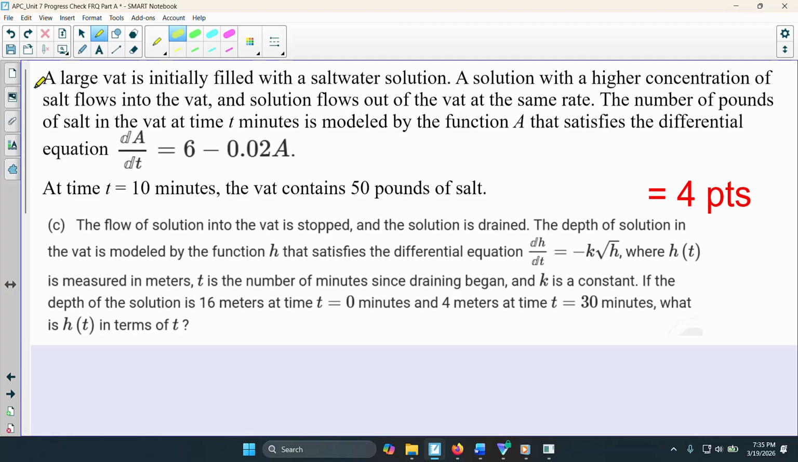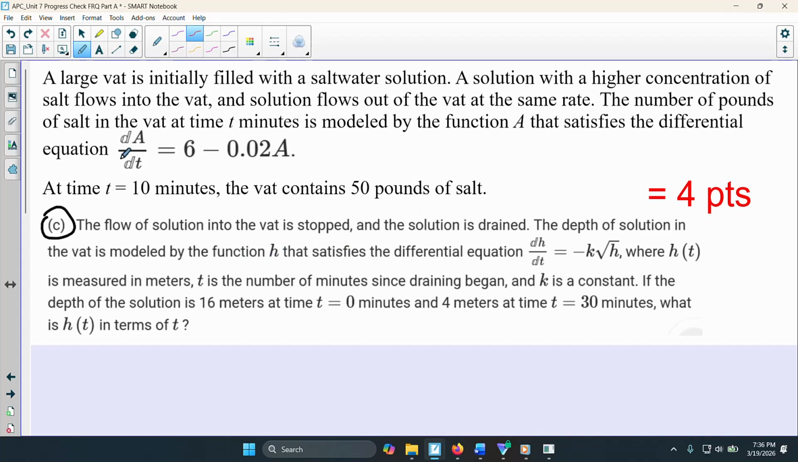Okay. All right, this is worth 4 points. That seems like a lot of points. So here we go. But okay, I remember this one. So this is part C, right? Part C. Same setup as you're reading this. All right, the flow of the solution in the vat is stopped and the solution is drained. The depth of the solution is modeled by the differential equation.